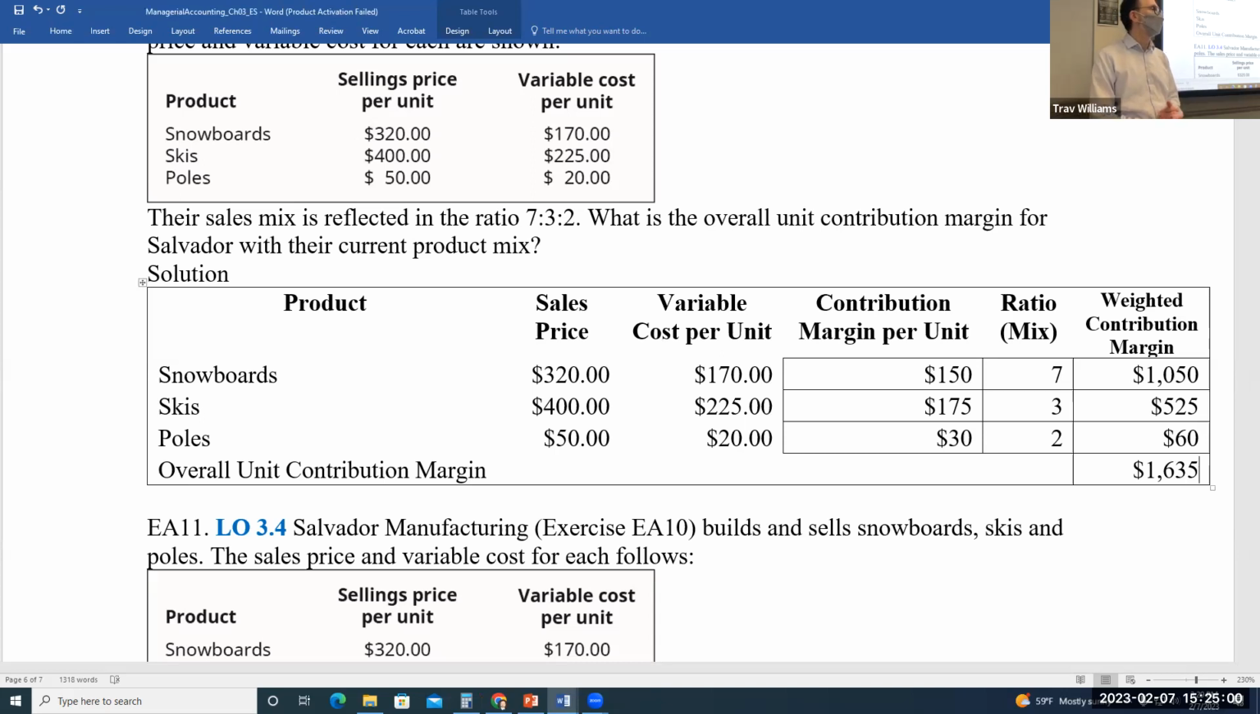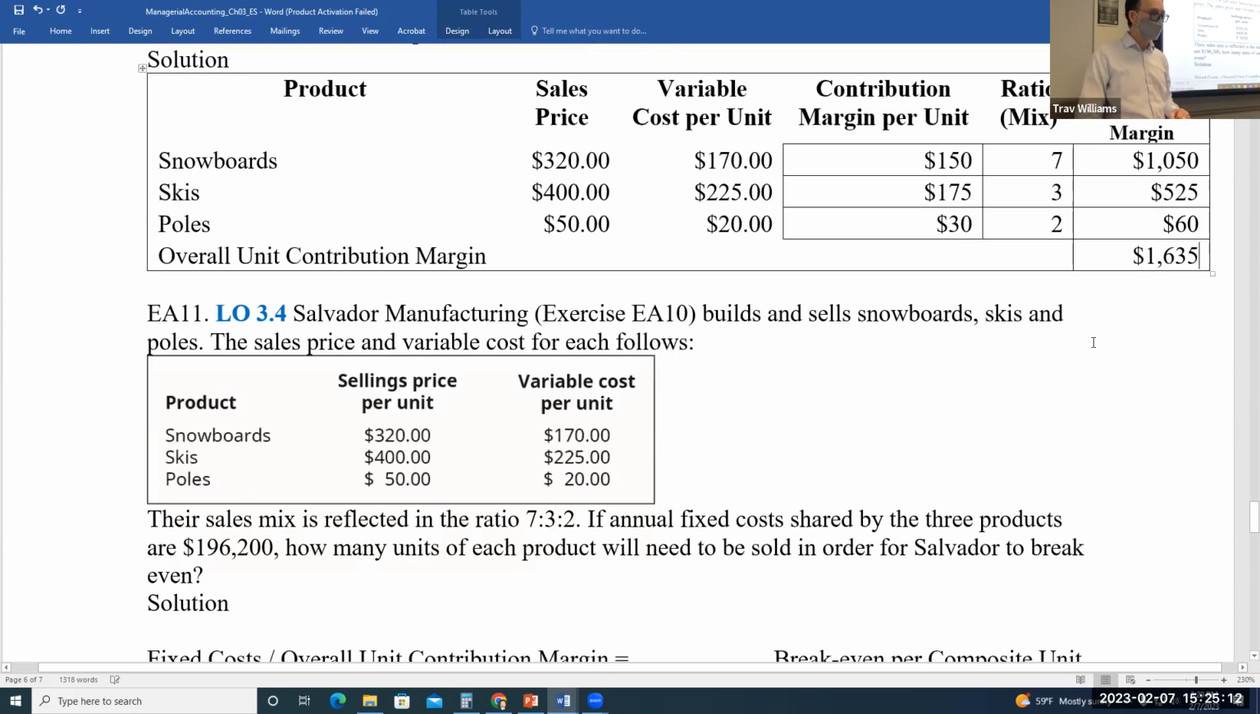Okay, is this making sense so far? Yes. Okay. Oh, is that all we have to do on that one? Oh, that's right. It continues on with the next exercise. I forgot. It's multiple exercises here for the same company.